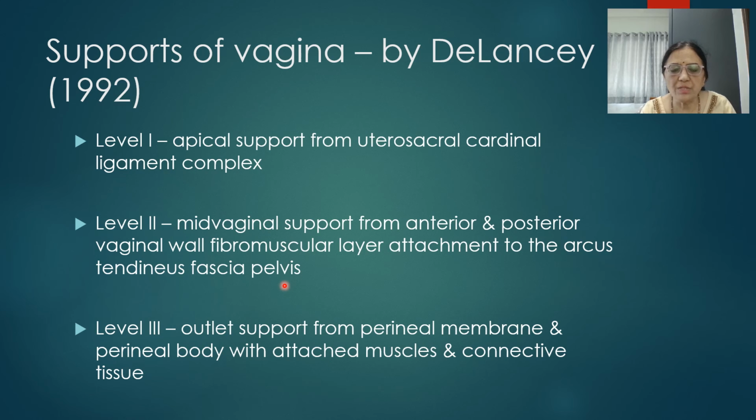Now, for postgraduate students, you must remember these correct terminologies. That it is the fibromuscular layer of the vagina, which is being attached to arcus tendineus fascia pelvis. Level 3 is the support at the lower one-third of the vagina, and that is why it is called as outlet support, and it is provided by perineal membrane and perineal body with its attached muscles and connective tissue.